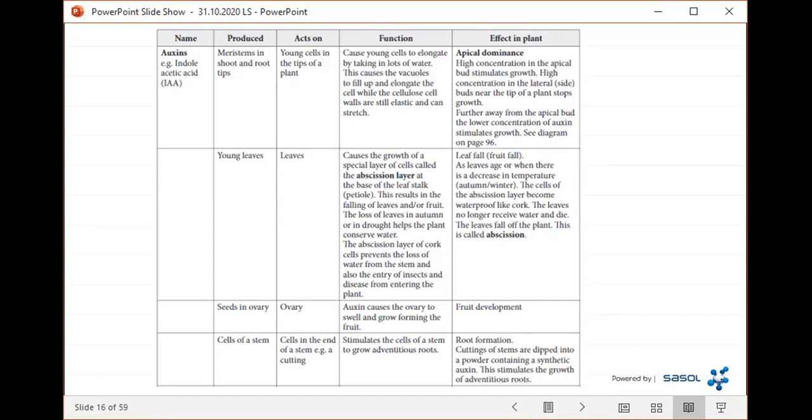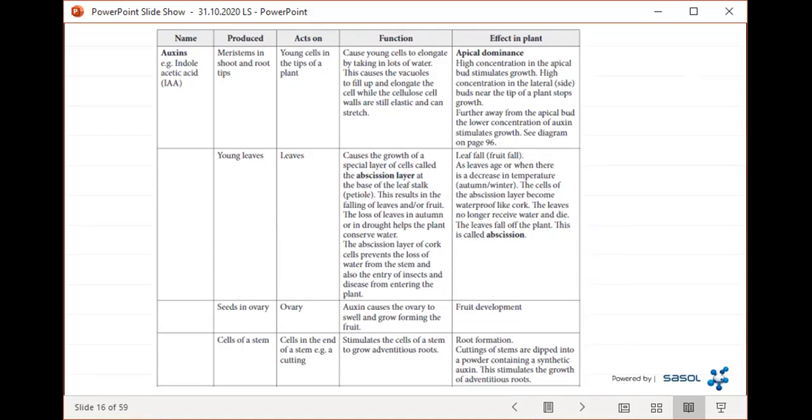Then we also have auxins, which are produced in seeds in the ovary, and they act in the ovary of plants. The auxins cause the ovary to swell and grow, forming the fruit. So the effect on the plant would obviously be fruit development.